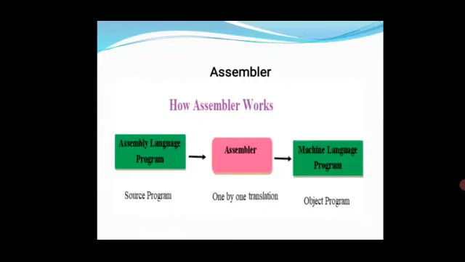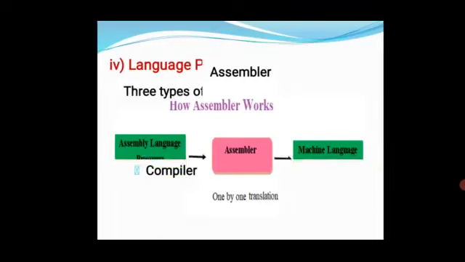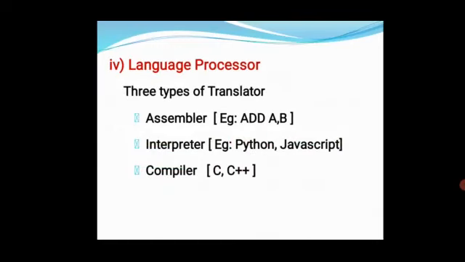Okay, did you understand, student? Assembler is one type of translator used to convert assembly level language into machine level language. Assembly level language will look like this: add a comma b, that means a value is 5, b value is 6, and here we are adding a and b values.